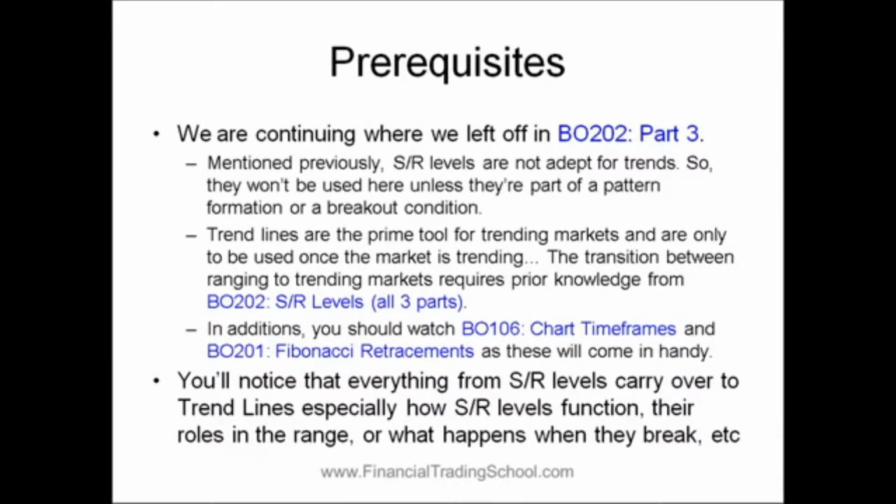In addition, you should also watch BO106 chart timeframes and BO201 Fibonacci retracements, as these will come in handy. And you'll notice everything from SR levels carries over to trend lines very nicely: how support bounces up, resistance bounces down, how price bounces between the levels in a range, or what happens when they break. Everything that you learn there carries over directly to trend lines, except now we have different words for different things in different places. You'll see the slides as we move along are basically the exact same slides as before, except I just switched a few words.